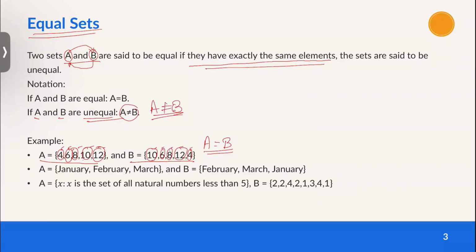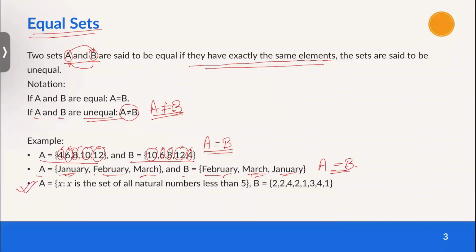Now here are other examples of equal sets. I have a set A which is equal to January, February, March, and a set B which is February, March, and January. So each element of A is in B. We have January in B, February in B, and March in B. Similarly, February is in A, March is in A, and January is in A. So here also A is equal to B.